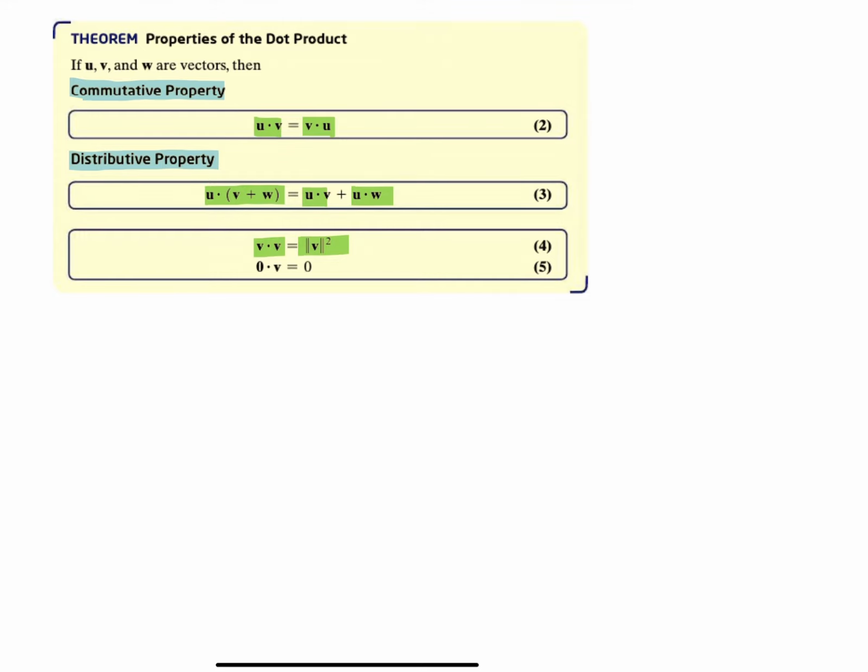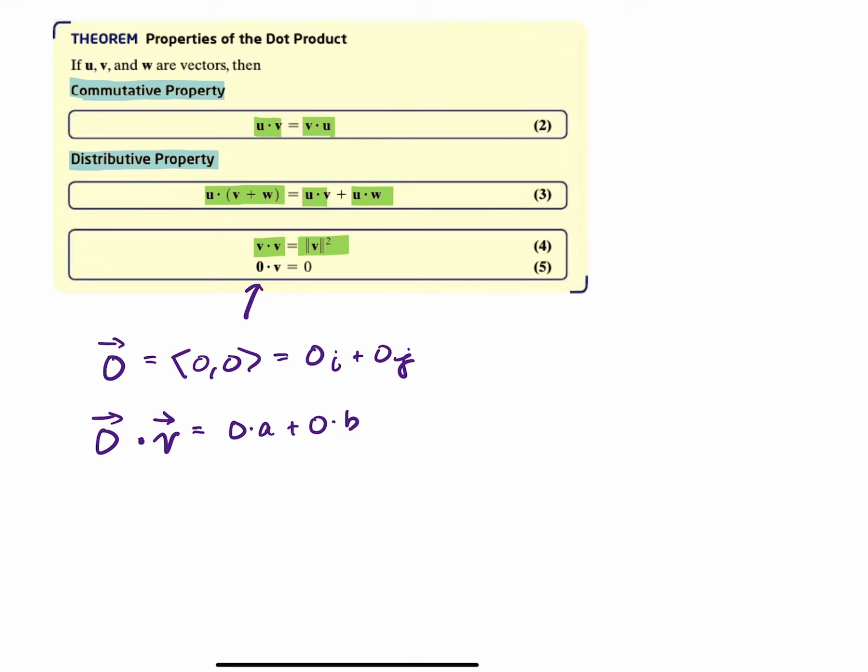In this last statement, this is the 0 vector. That just means 0, 0, or 0i plus 0j. So a 0 vector dotted with any vector, we'll call vector v a b, well, that would be 0 times a plus 0 times b, which is 0. So another property here.